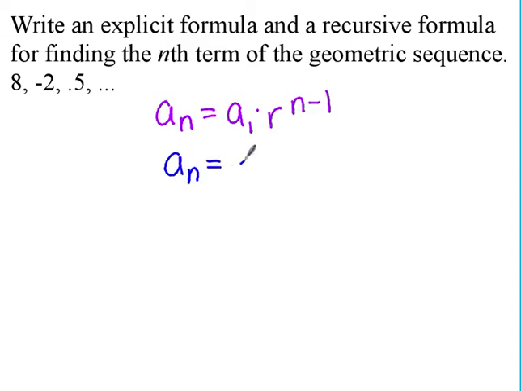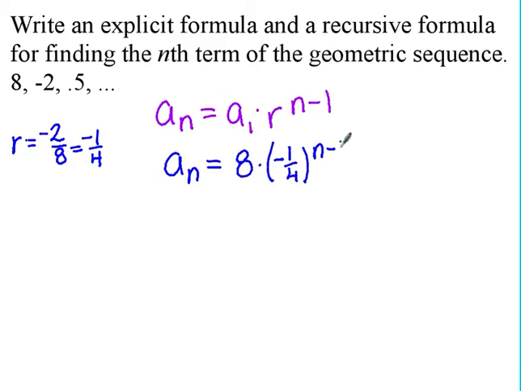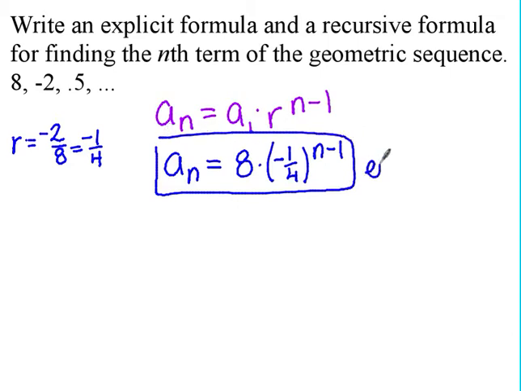So what's my first term going to be? 8. Now I need to find my ratio. To find the ratio, remember I take second divided by first. So in this case, my common ratio is going to be negative 2 divided by 8, which is negative 1/4. So now, there you go. That is your explicit formula.